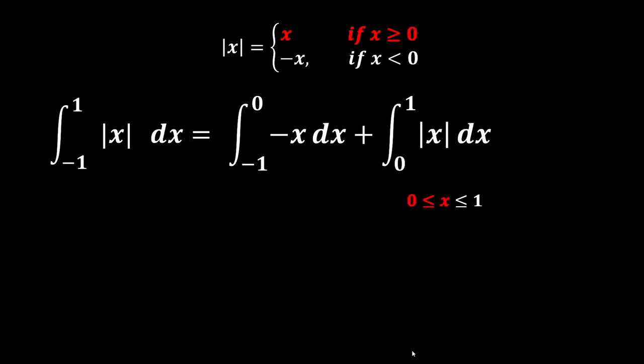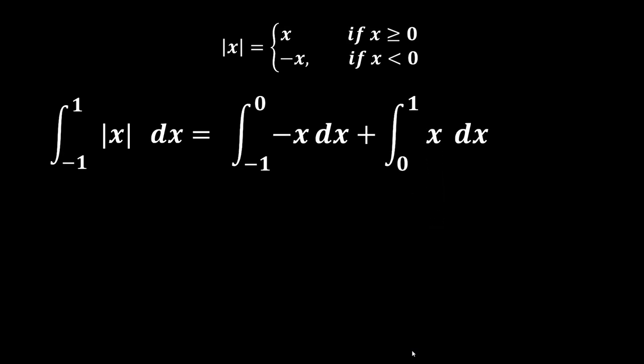Now let's analyze the second integral. On the second integral, x is greater than or equal to 0. By analyzing the definition of the absolute value function, when x is greater than or equal to 0, the absolute value of x is x. So now let's substitute on the second integral the absolute value of x by x. Next, we evaluate these integrals.